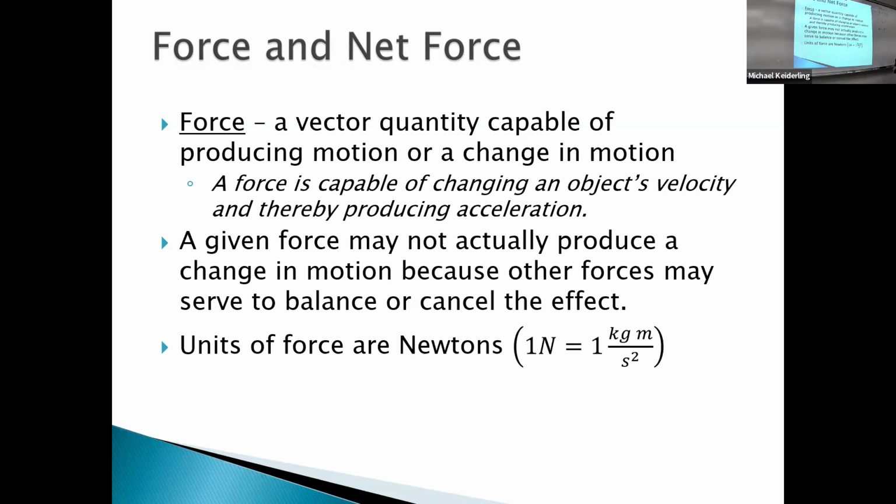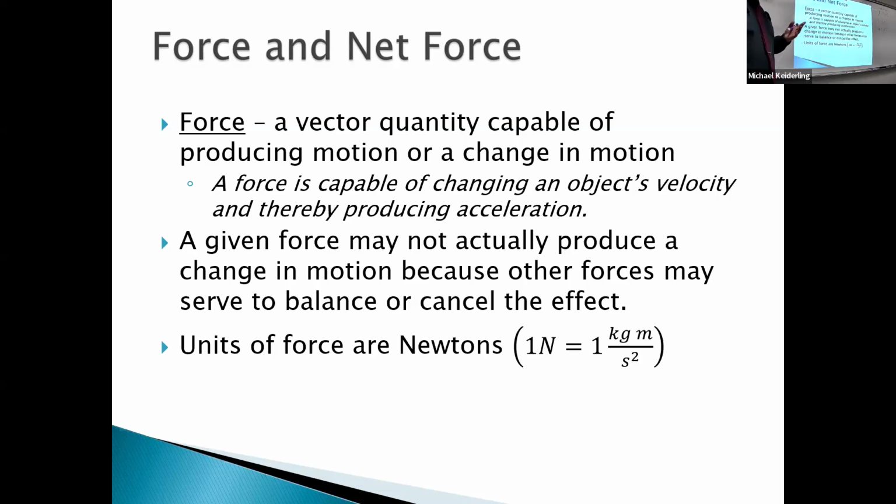So if I apply a force to this mass, I can make it start moving, or I can apply a different force that changes the way it's moving. And then there's a force between the mass and the table, which brings it to a stop. So a force is capable of changing an object's velocity and therefore producing acceleration.